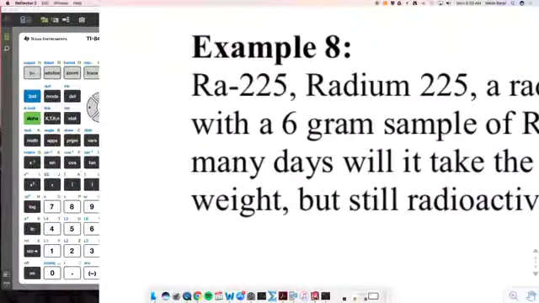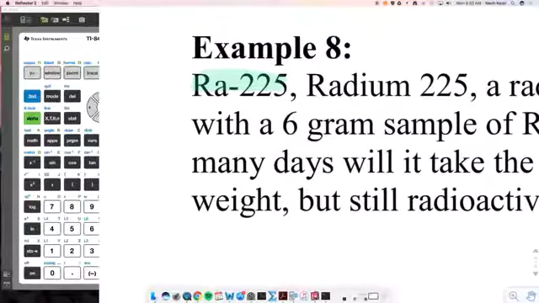So let's look at radium-225. Radium-225 is a dang good isotope. If you were looking for something to put on your Christmas wish list, I would ask for radium-225, okay? It's a pretty good version of radium.